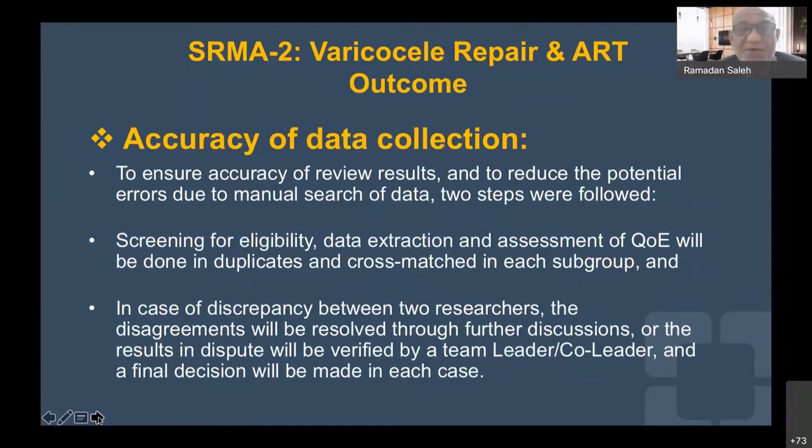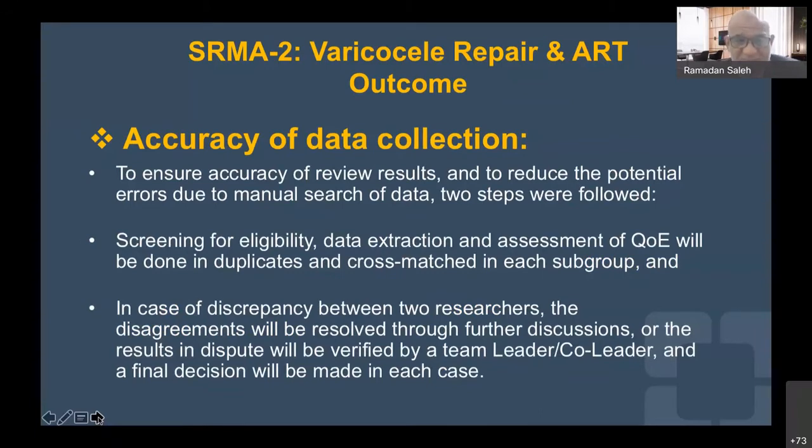The policy in our program is to ensure the accuracy of data collection, because this is human work, as this is a manual search of data. So two important steps are followed in order to make sure that the data collection procedure is accurate.